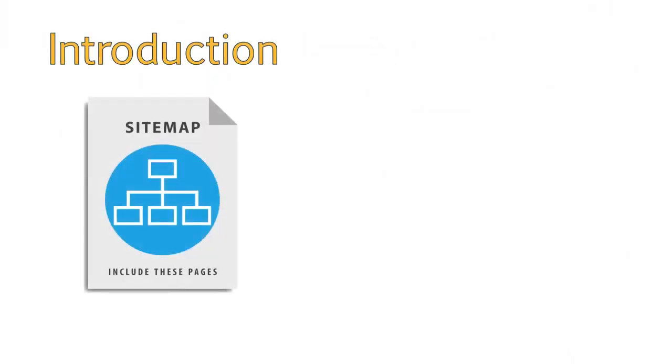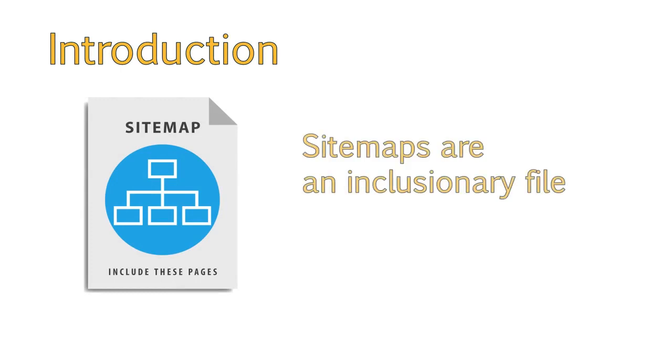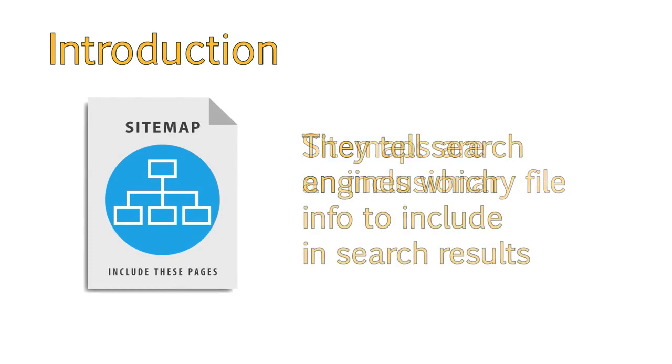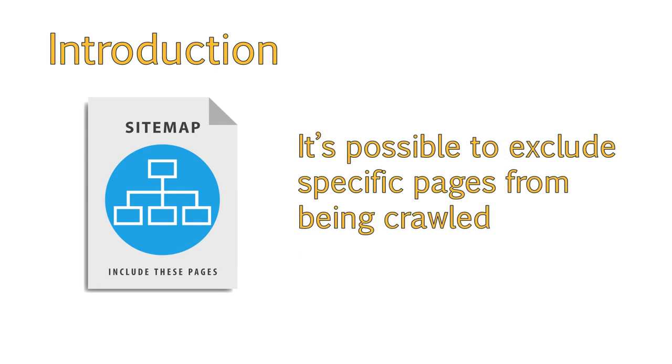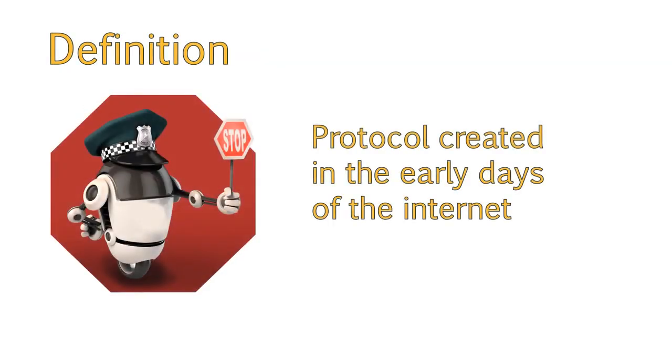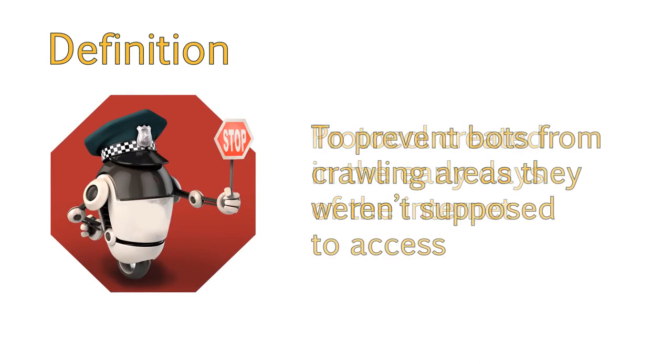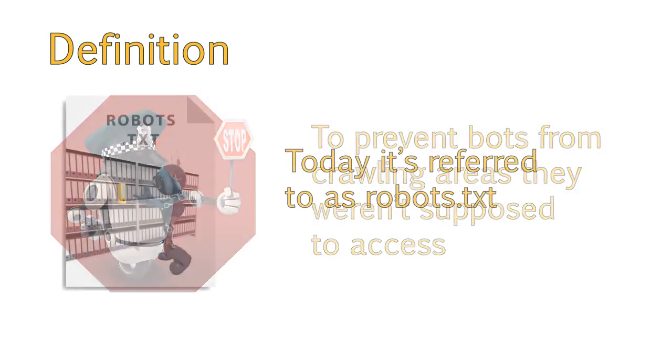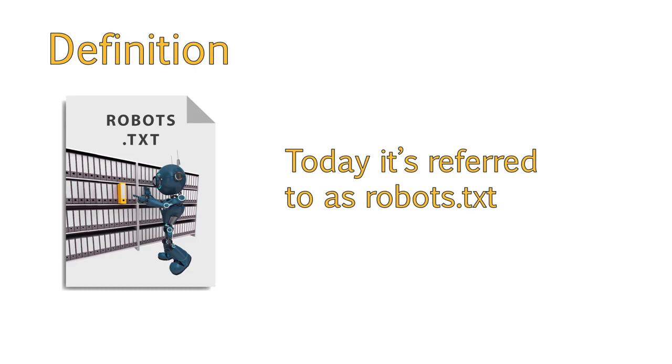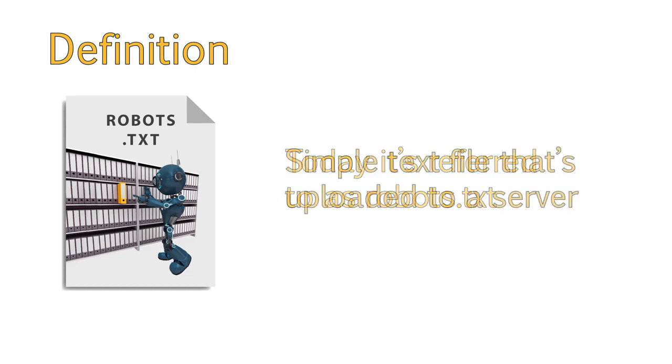When we just discussed sitemaps, we learned that sitemaps are an inclusionary file, meaning they tell search engines which information you want included in search results. You also have the ability to exclude specific pages from being crawled. You can do this through a robots.txt file. The robots.txt file is a protocol that was created in the early days of the internet to prevent robots from crawling areas of the web they were not supposed to access. That protocol today is often referred to simply as robots.txt. This is a simple text file that can be uploaded to your server.